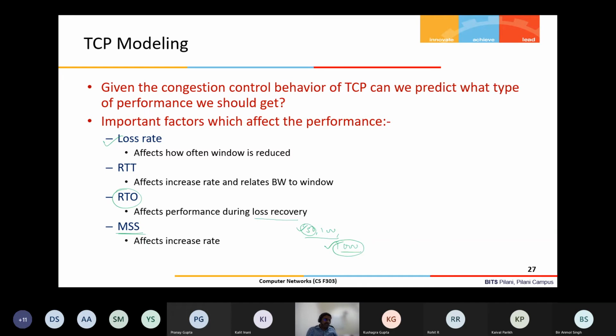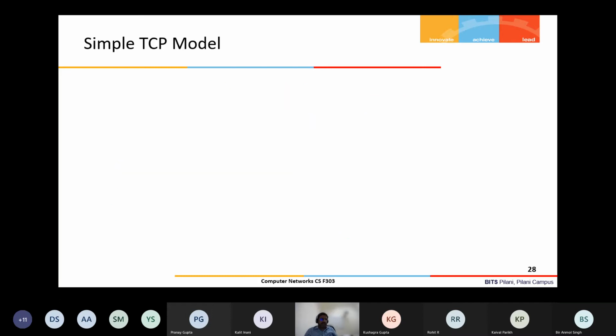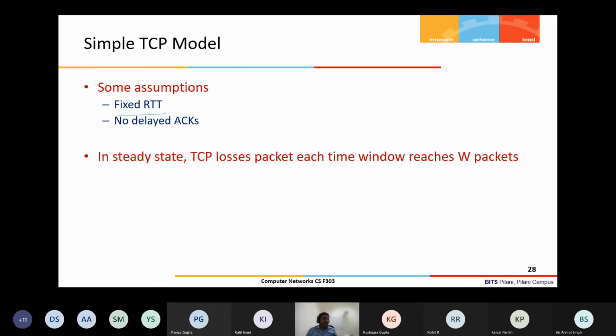Now we'll try to get one throughput formula for TCP. For that model, we are taking some assumptions. The assumption is that my RTT is fixed. Although it's a strong assumption, to come up with some formula we need to take it. So RTT is fixed, and ACKs are not delayed, meaning all the ACKs are coming on time. And in steady state, we know that TCP loses a packet each time the window reaches W packets, and at that time the window drops to W by 2 packets.